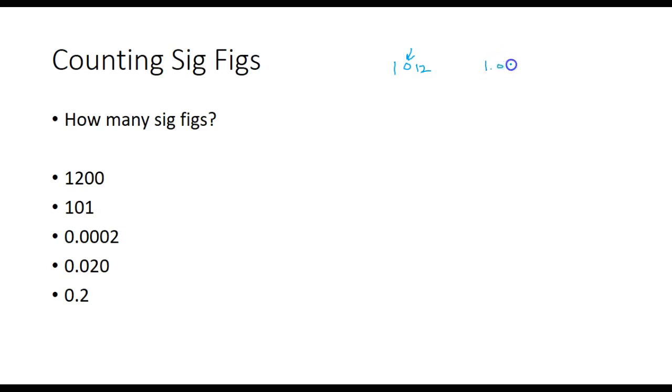So 1.021350. This 0 is significant because it's on the right-hand end behind the decimal. And this 0 is significant because it's in between 2 non-zero digits or 2 significant digits.